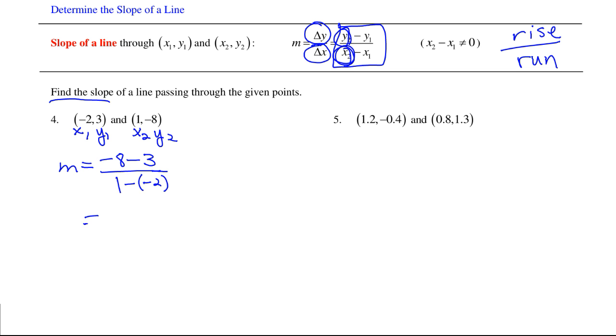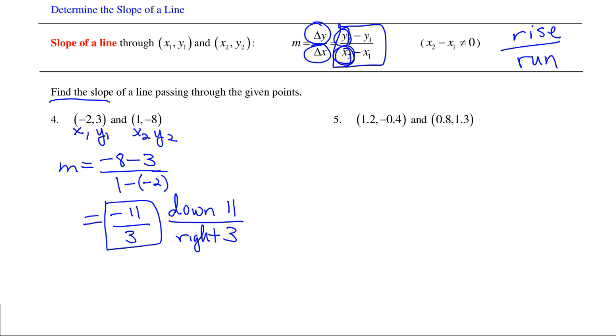Then I'm going to go ahead and simplify. I have -11 over 3, because that's 1 plus 2. And so this is my slope. It's a negative slope, which means that, for example, I would go down from a given point on the line, down 11 and right 3. If this fraction could be reduced, I would do that. This one can't, so that's as good as it gets.